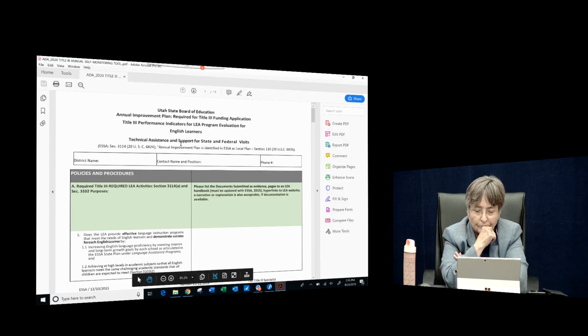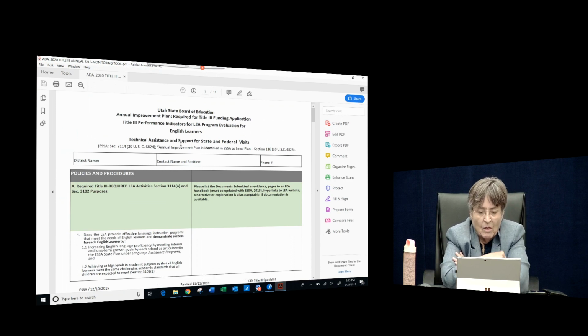Now, this is the application, and there are two documents. The first one is the self-assessment tool. Now, if you look at the way I've changed it, I made sure that on the right-hand side you had enough room to list the documents submitted as evidence.